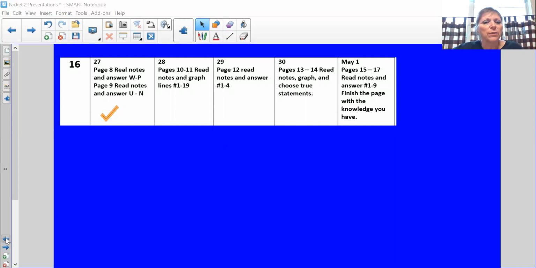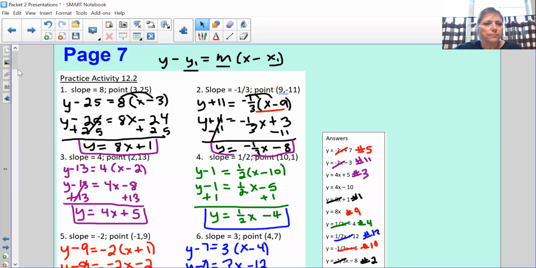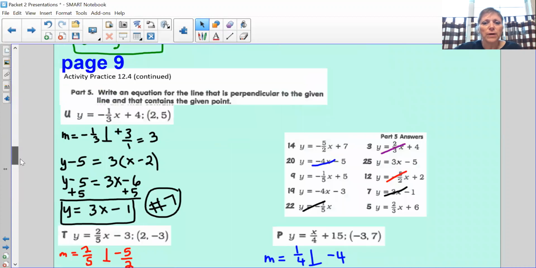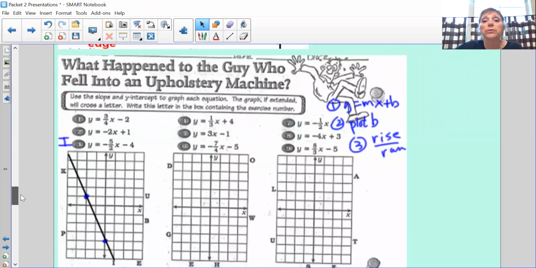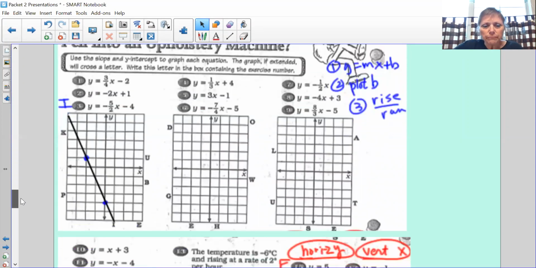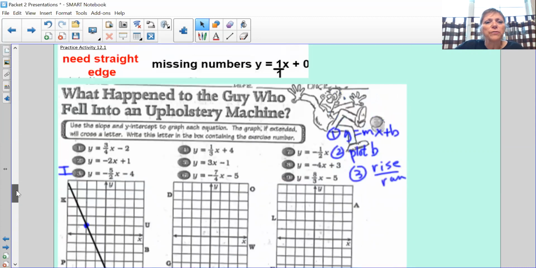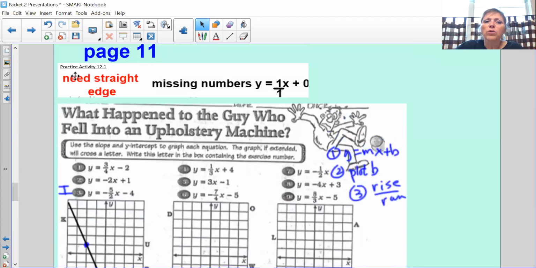Okay, so here we go. Let's graph some equations. I would encourage you to do this with a ruler. And I already had some examples done for you. Let me remind you of this information up here. Of course, you need a straight edge. I'm going to be using my straight edge tool.